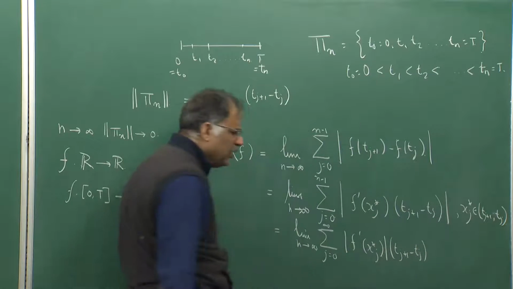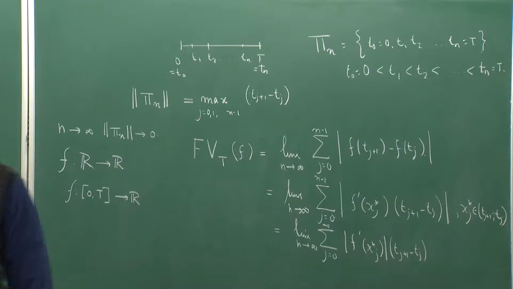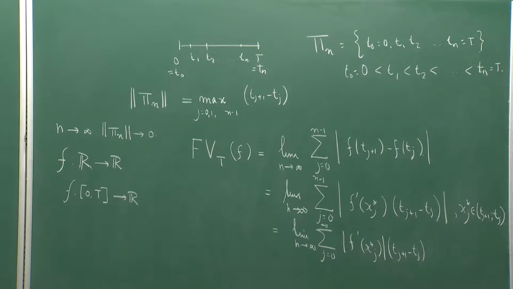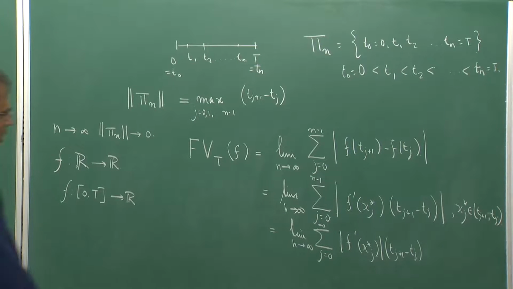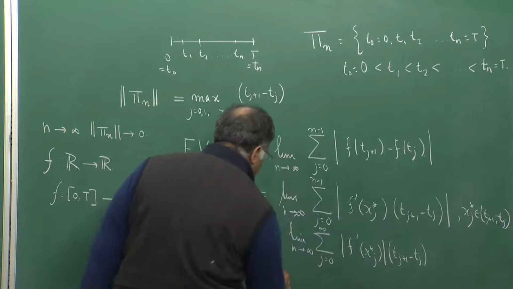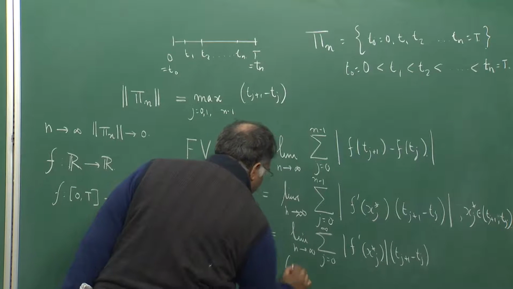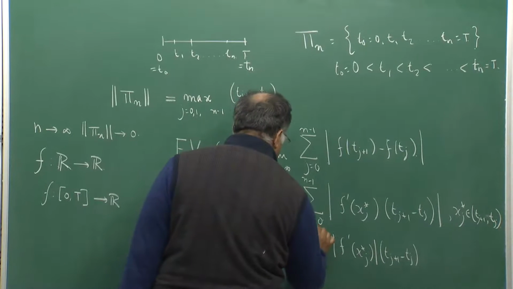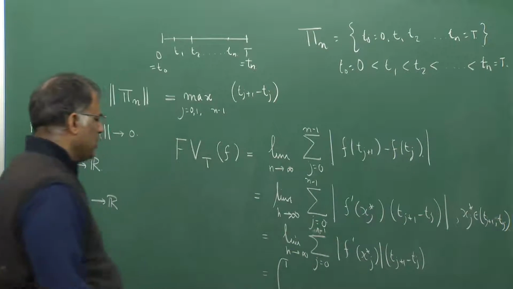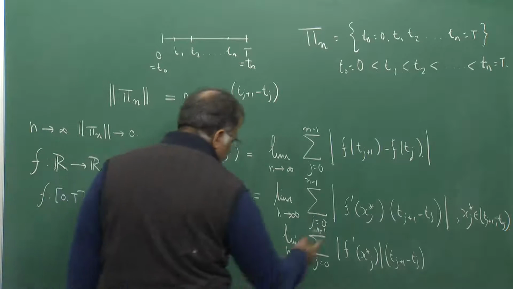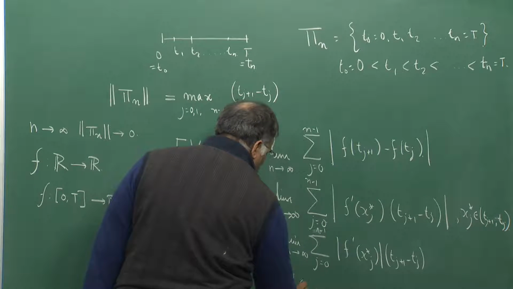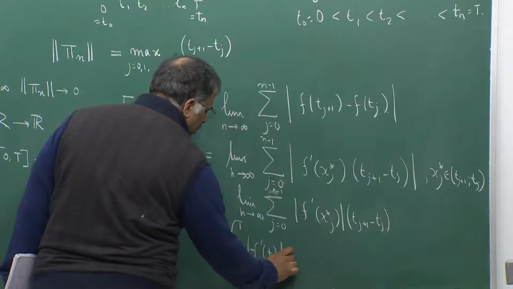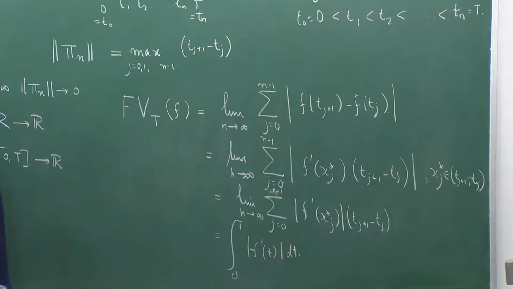But if you look at it, this is nothing but a Riemann sum for the function mod f dash. So it is a Riemann sum for the function mod f dash, and this is nothing but the integral from 0 to t, sorry, not infinity, n minus 1. So by very definition it is the integral from 0 to t of mod f dash t dt. So this is the meaning of first variation, which is pretty natural.